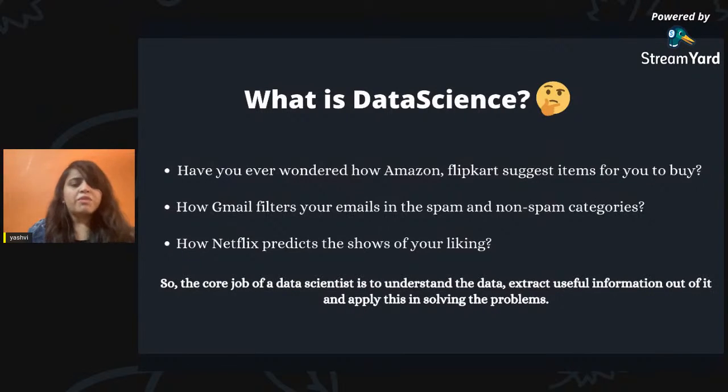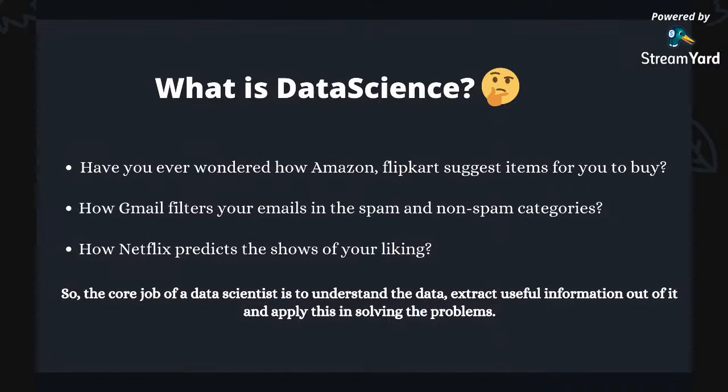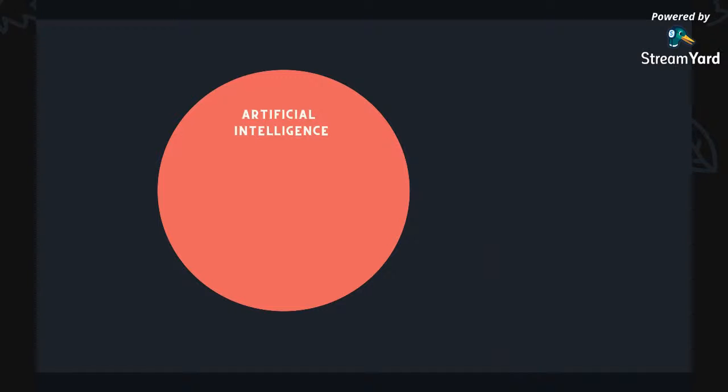So, the core job of data science is to collect the data, understand that data, extract the useful information and patterns from that data, and apply this to solve real world problems. So first, let us understand the difference between AI versus data science versus machine learning versus deep learning.